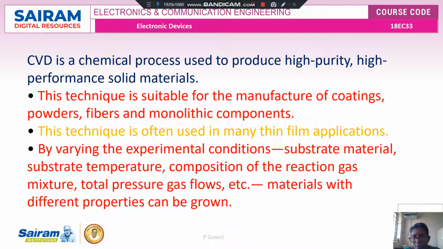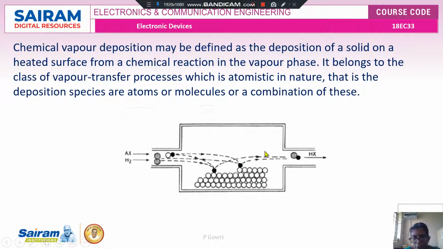That is, it is mainly used in thin film applications. Thin film applications are one of the processes in IC manufacturing. This is one of the types of IC. By varying the experimental conditions, like the material used as the silicon wafer, the temperature at which the process happens, the composition of the reaction gases, and the pressure, I can get different outputs, or materials with different properties can be grown. So this setup gives us a clear idea about the CVD.